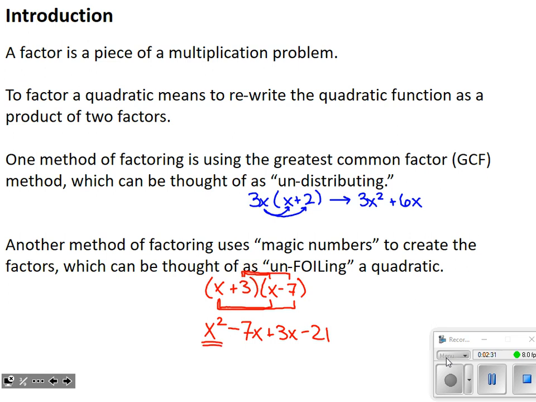Notice that when I did first times first, that produced this number. When I did last times last, I got that negative 21. And then the outside and inside, O and I in FOIL, when we go through that method, those are the numbers adding up to make the middle term. So you'll see that negative 7 and that positive 3, they add up to make the middle term. When we have this trinomial, it will become negative 4x in the middle, but they also multiply to make the last term. So that negative 7 and that positive 3 are what we refer to as the magic numbers, the outside and inside of FOIL.